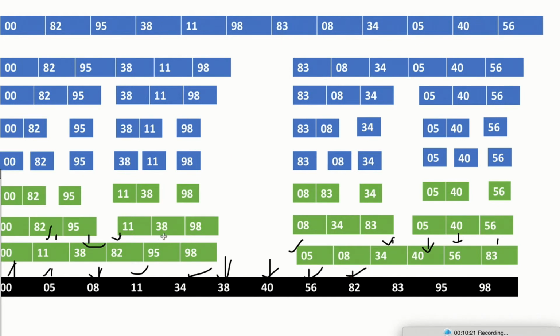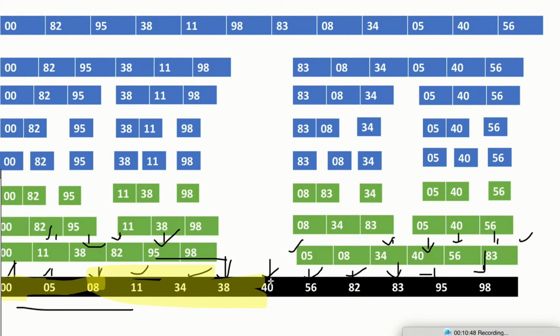Now our pointer moves here to 95. 95 and 83, 83 is smaller, so we put 83 here. Now this array is over, so whatever remains we'll just add it one by one. 95 and finally 98, and hence we have sorted the array using merge sort.